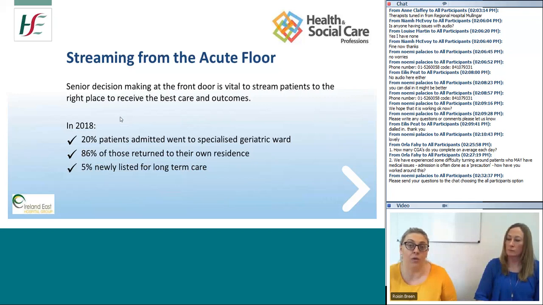More importantly, that they're going home with a detailed care plan, a recovery plan, and they're going home safe. And there's always going to be a little bit of risk, and people will get sick and need a longer amount of time. So 20% of our patients that were admitted went to our GEMS unit, and with regards to the outcomes of that, 86% of those were able to return to their pre-admission residence, and only 5% were listed for long-term care. And that's really important because people are going where they want to, but they're going safer and stronger and healthier.